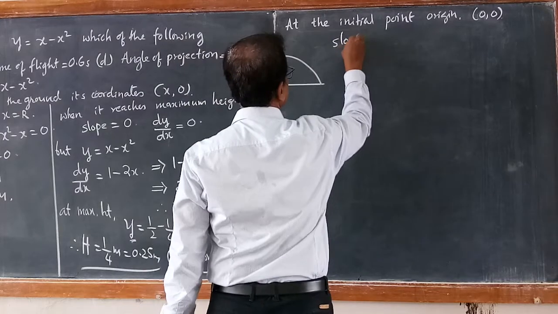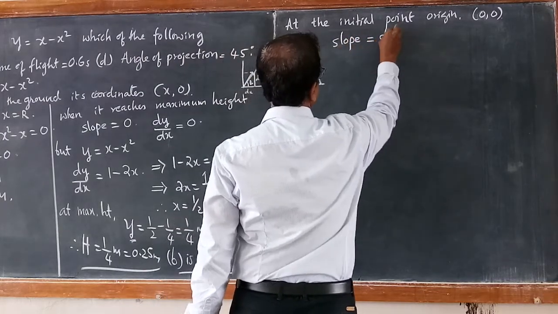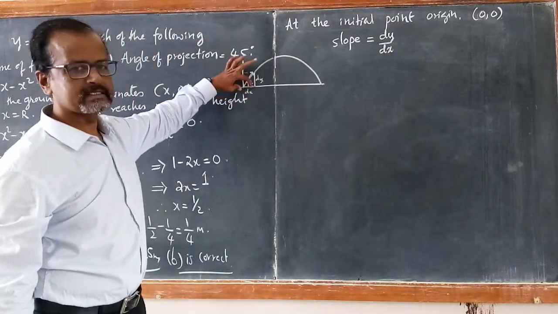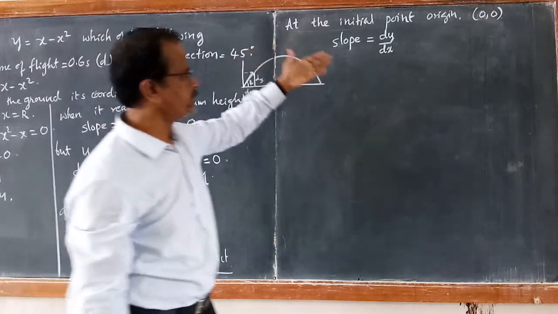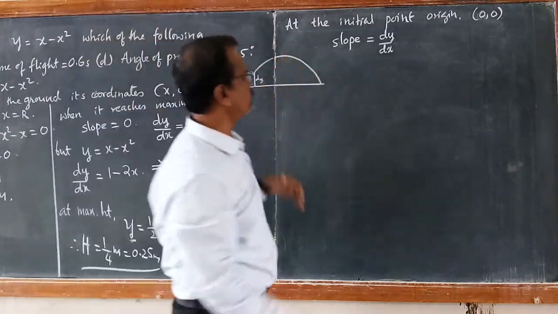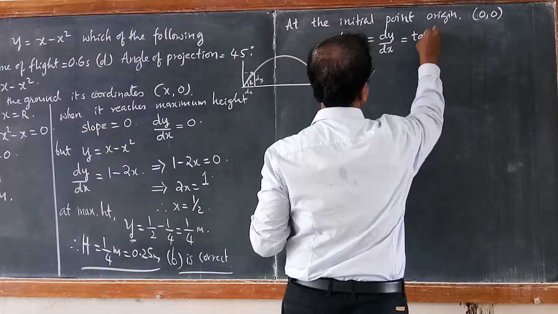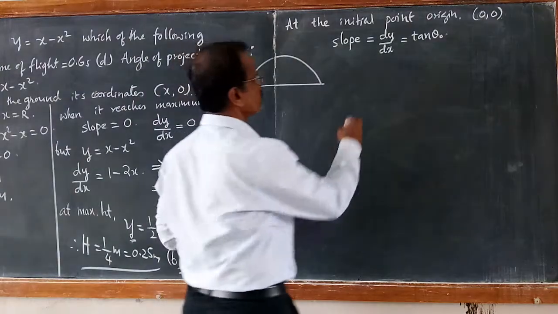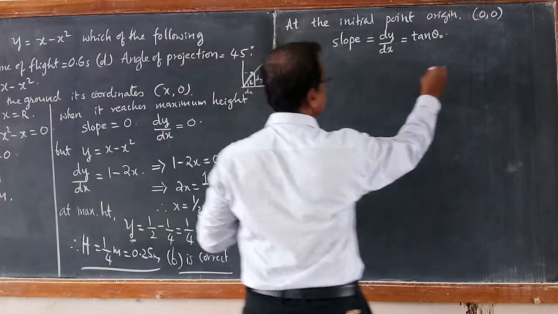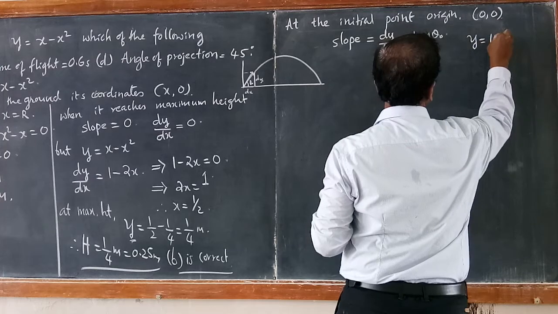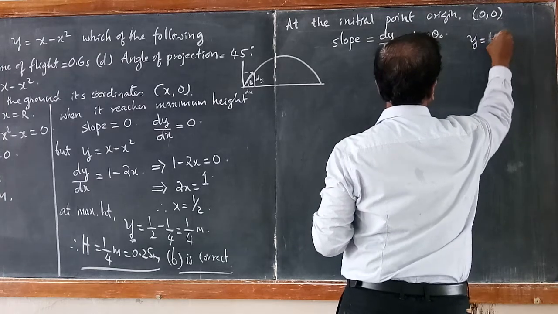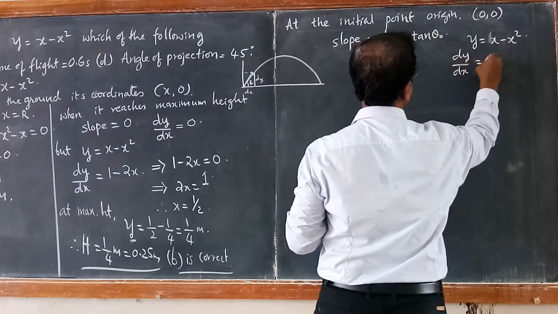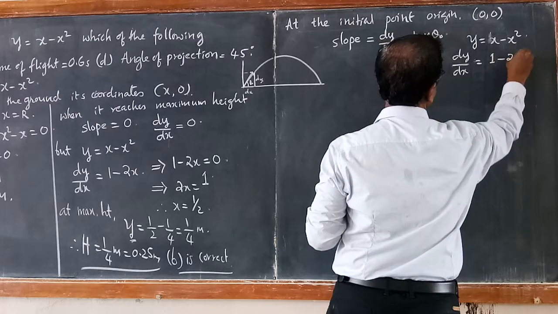Slope is equal to dy by dx, dy opposite divided by dx adjacent. Opposite divided by adjacent gives us slope. That is also equal to what? Tan theta naught. This knowledge should be there. Then we know what is y. y is equal to x minus x square. Again, if you differentiate, as we have already done, dy by dx gives us 1 minus 2x.